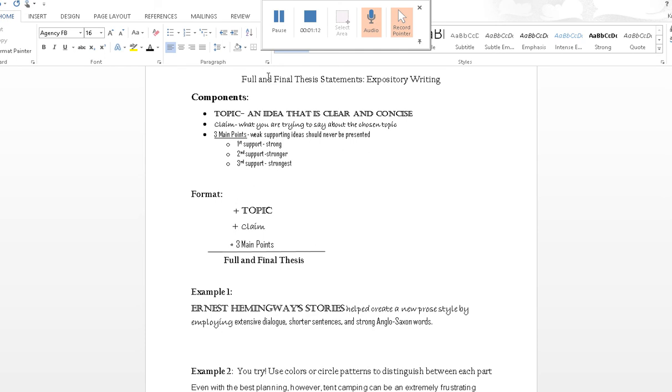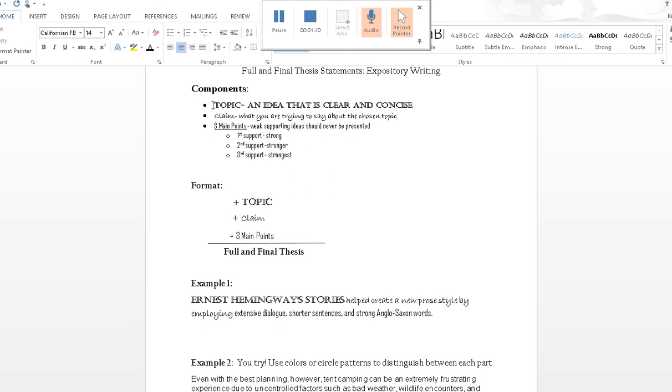Alright, so I'm looking at the paper for a full and final thesis. Full and final meaning it has everything it needs to have. So the components, same as the pledge, but your topics are different. You need a topic, an idea that is clear and concise, so this will be a professional topic. Your claim is what you're trying to say about it.